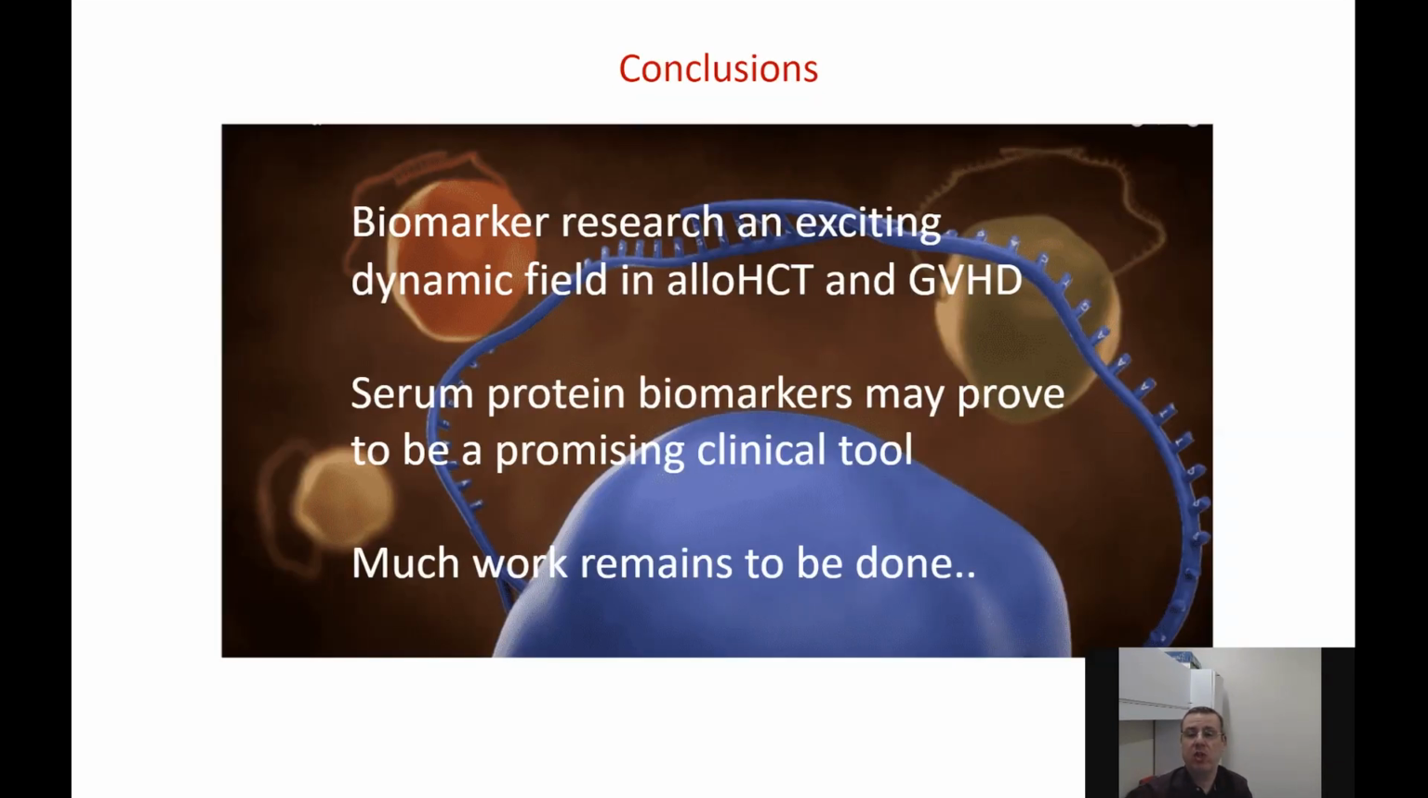In conclusion, biomarker research continues to be an exciting and dynamic field in allogeneic transplant and GVHD research. Serum protein biomarkers may prove to be a promising clinical tool, but there is much more work that remains to be done.